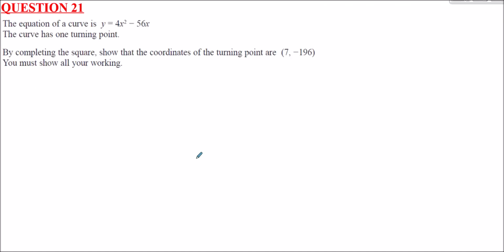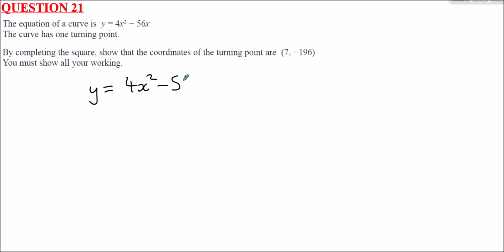Question 21. We have an equation of a curve which is y equals 4x squared minus 56x. The curve has one turning point. By completing the square, show that the coordinates of the turning point are 7 and minus 196. So what we need to do here, as it's instructed us, is to complete the square.